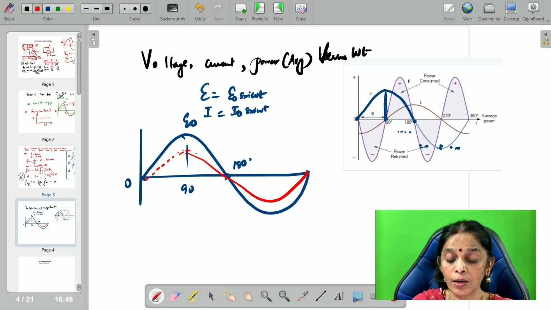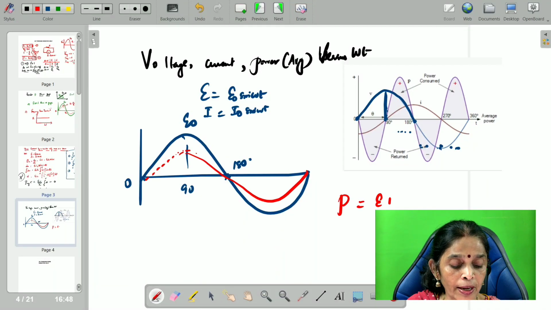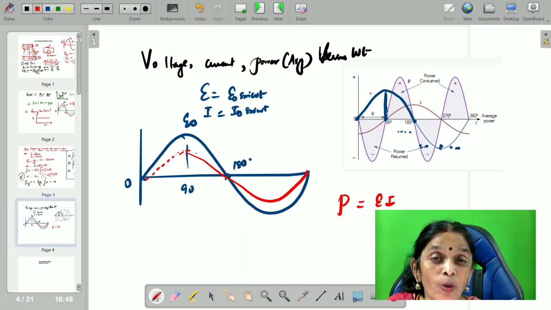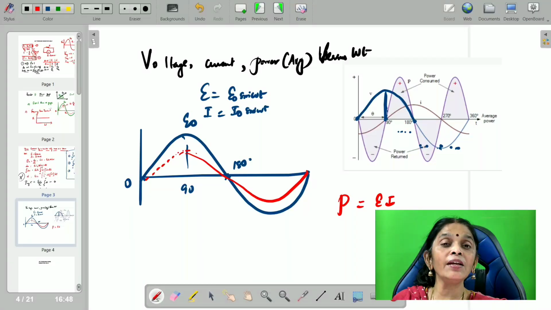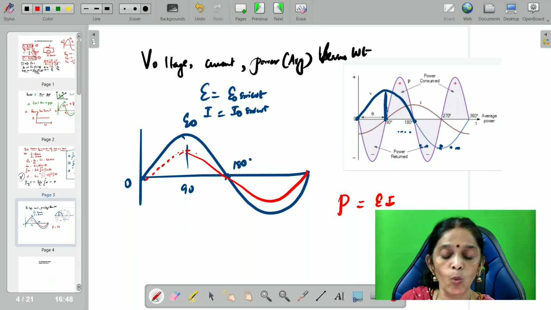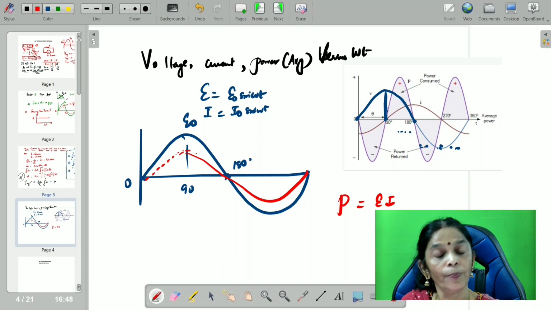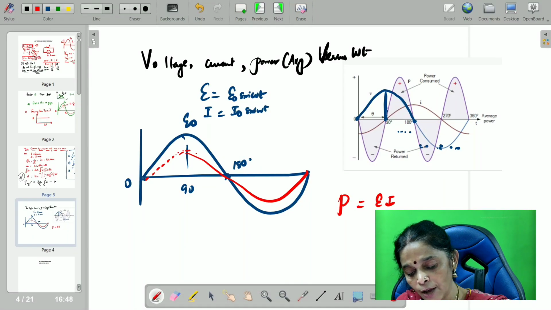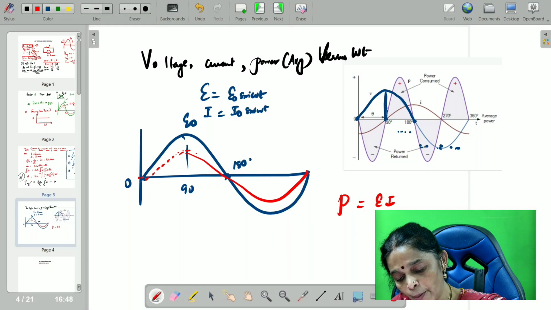But power is equal to E into I over here. When can you say that the power is 0? When current and voltage are maximum, what about the power? Power is maximum. But when current and voltage are 0, the power is also equal to 0. And when the current and voltage are at 45 degrees, what will be the power? Accordingly, you have to draw the graph. So this is going to be the power graph.